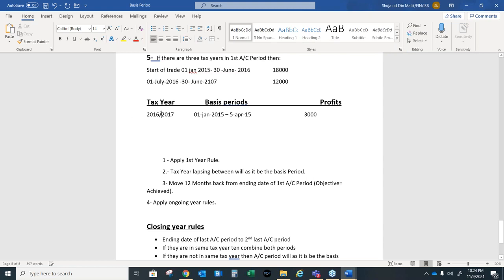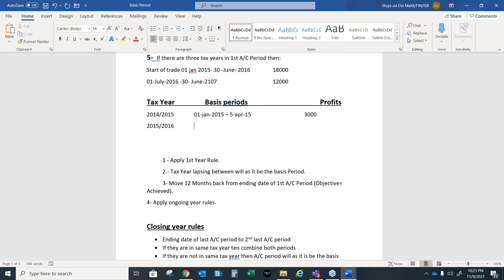And the first tax year, can anyone tell me the first tax year that would be applicable in this case? Since it is starting on 1st January 2015, before 5th April 2015, this will be starting from 6th April 14 to 15. Okay, Ehtisham, Fawad rightly said. What will be the next tax year? 2015, 2016, and now we have 3 tax years.